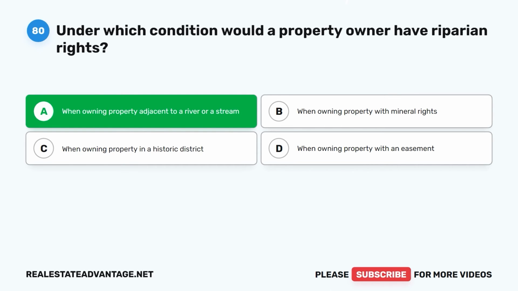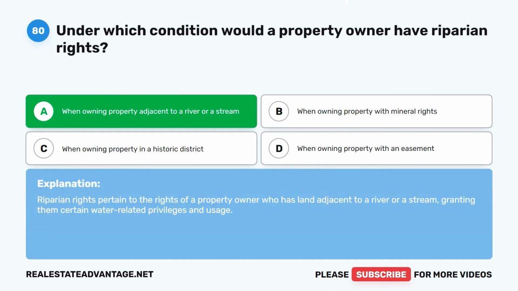The correct answer is A. When owning property adjacent to a river or a stream. Riparian rights pertain to the rights of a property owner who has land adjacent to a river or a stream, granting them certain water-related privileges and usage.